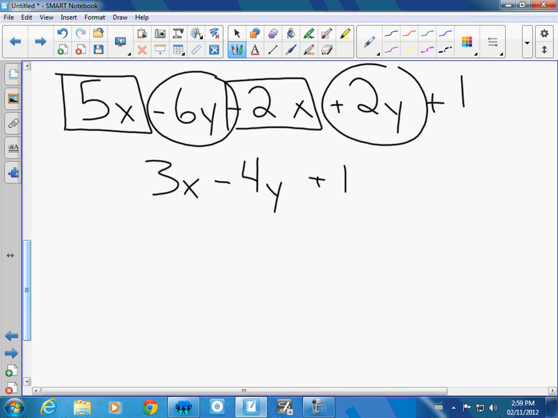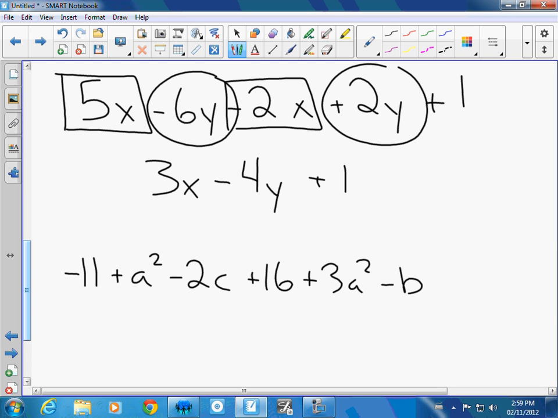Okay, here we go. Negative 11 plus a squared minus 2c plus 16 plus 3a squared minus b minus 5c. Okay, I'll get out of the way so you can actually write that down. That's going to take a minute to write down. I'm glad you're writing this down, Ava. Anybody? I changed it from there.